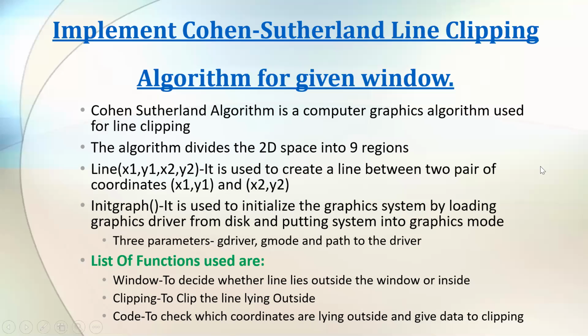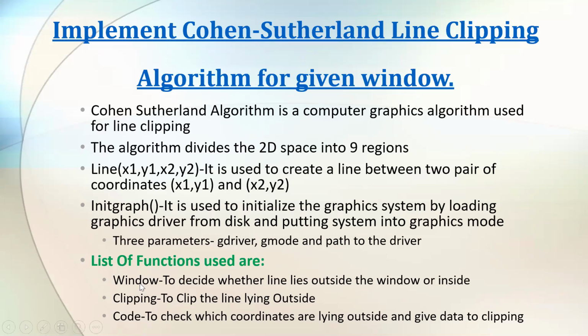As you know, every graphics program will have an initgraph which is used to initialize the graphics system by loading the graphics driver from the disk and putting the system into the graphics mode. For that you have gdriver, gmode, and the path to the driver. If you all remember, for an Ubuntu system, the path to the driver will be null, and for a Windows system, it will be the path to your BGI folder, which is normally in the C drive. Clear? Okay.